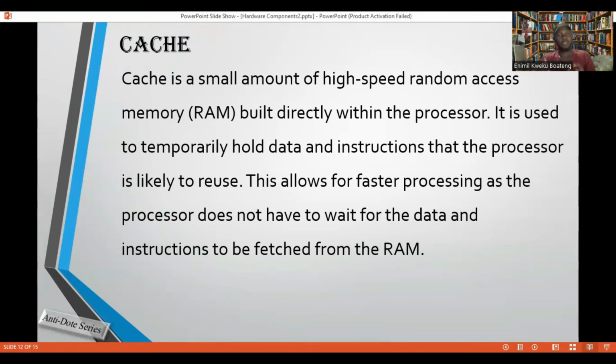But since there is cache, for instructions that the CPU has worked on before, the CPU quickly goes to the cache, sees them there, and then works on them. This affords the CPU enough time to do processing and cater for other tasks as well, rather than going through the memory anytime it wants to process an instruction. It gets it from there, processes the instruction, and gets back to it. So yes, the cache is helpful and very good. It's just a small amount of high-speed random access memory built directly within the processor, used to temporarily hold data and instructions that the processor is likely to reuse.